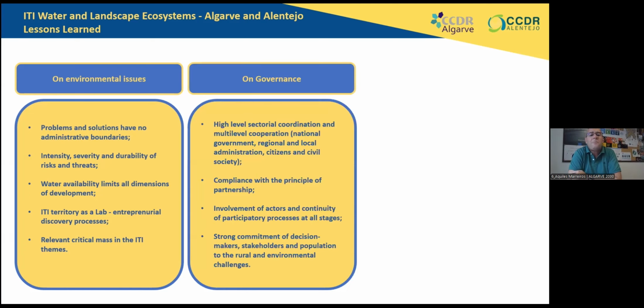On governance, among other contributions from the lessons learned, we must have high-level sectorial coordination and multi-level coordination. If you understand, when we work in two different regions, we have to have the support of the national level, and we work very closely with the territorial cohesion ministry, the agriculture ministry, and the environment ministry too, but also the regional and local administrations and citizen civil society.